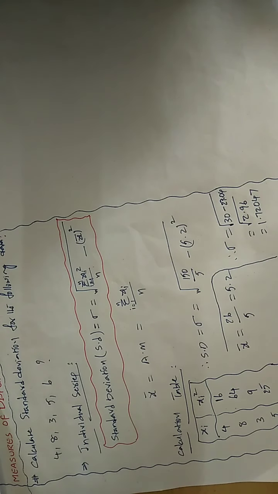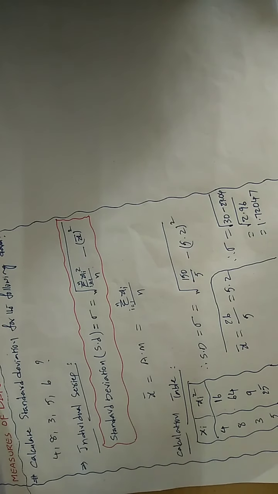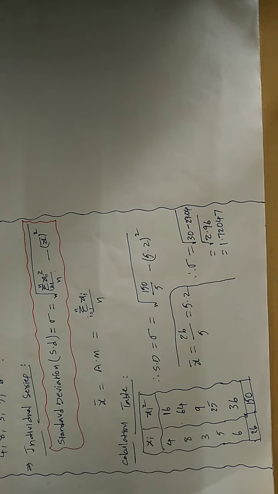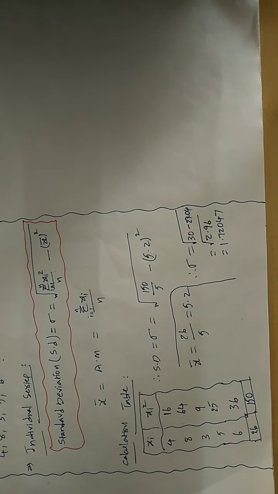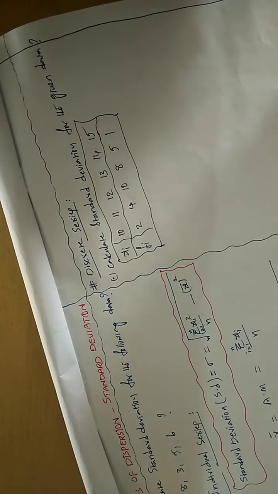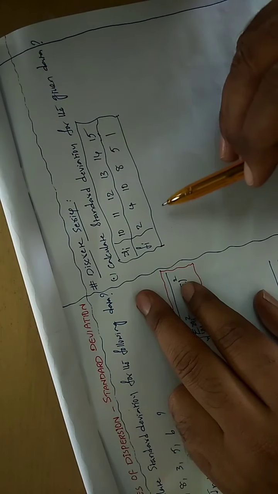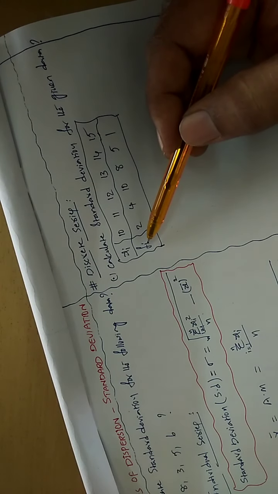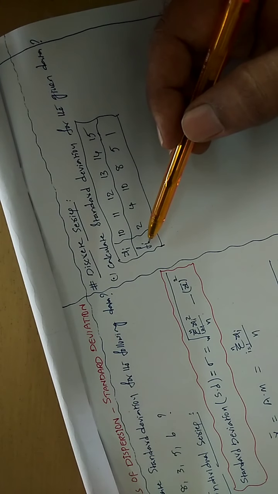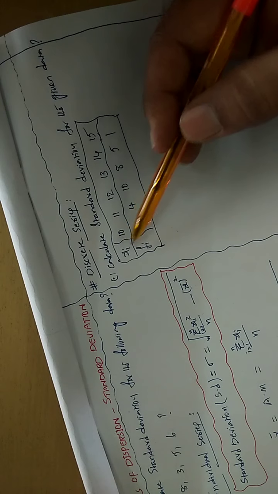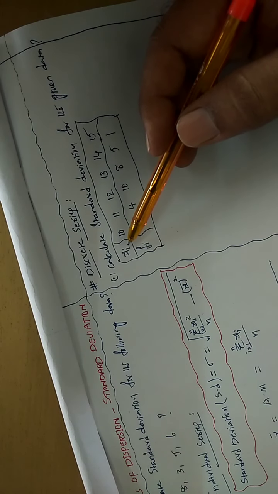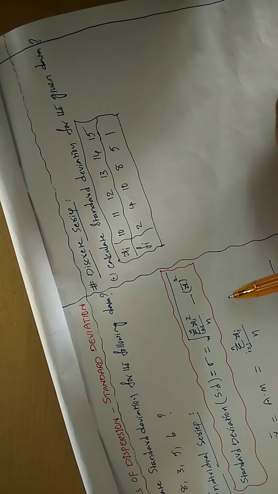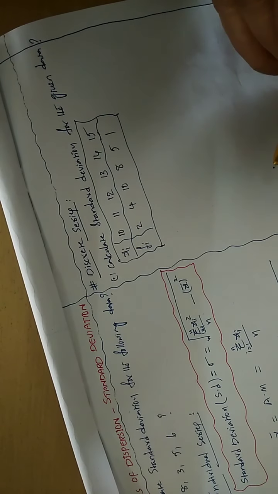Now we go for a calculation of the standard deviation in the case of discrete series. Now this is discrete data. So what is the extra thing added to the data? fi, frequency values. So marks and frequency, people and their income, like that different variables are there. These are all standard notations.